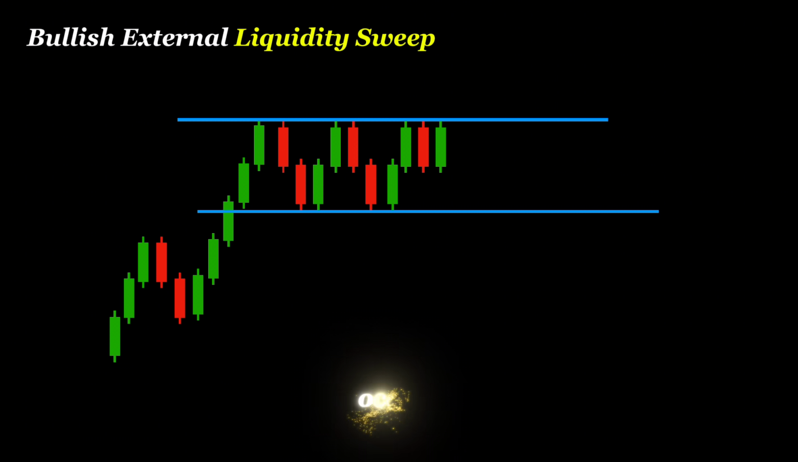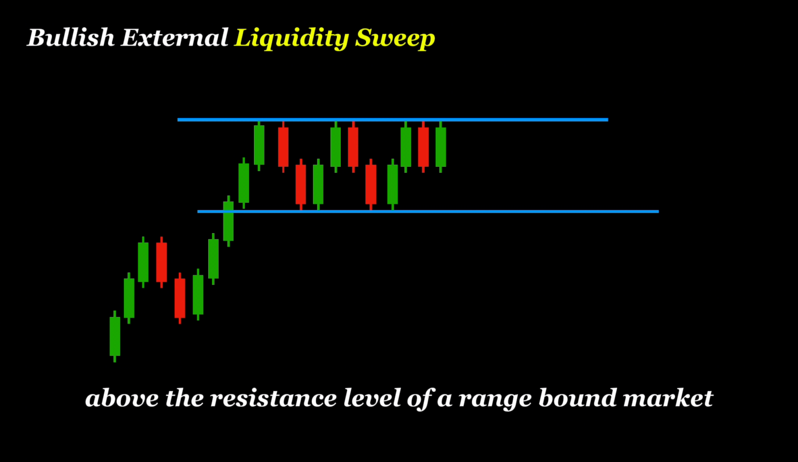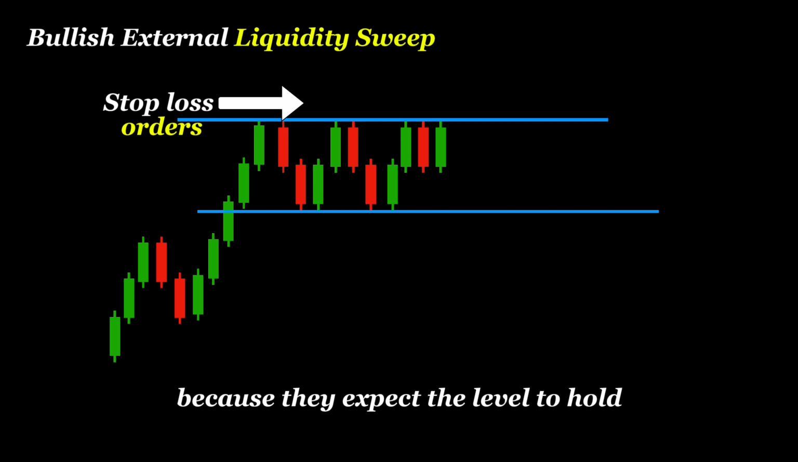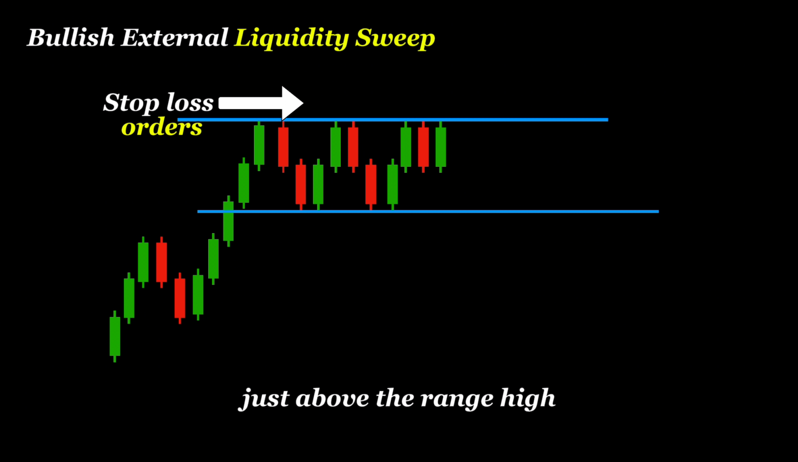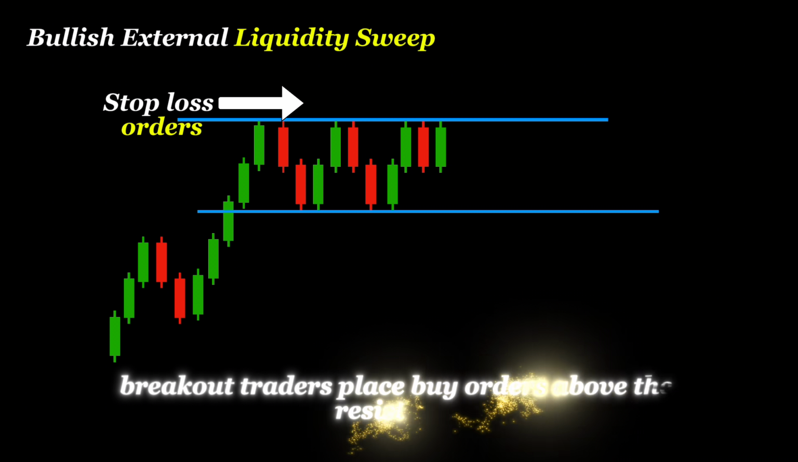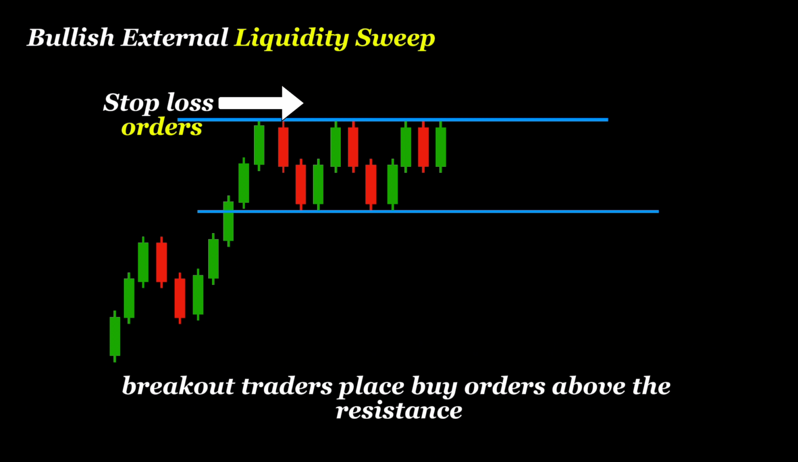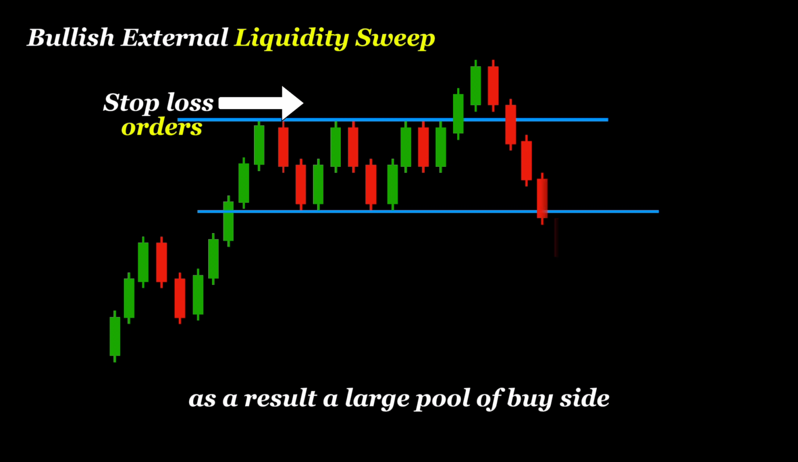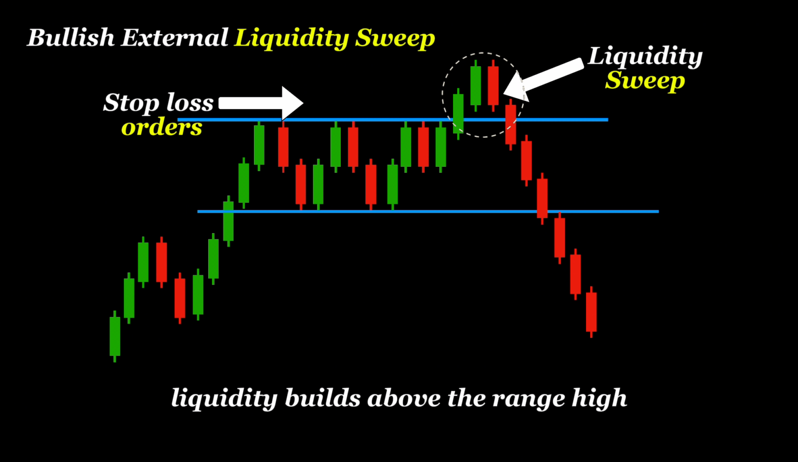of the range. A bearish external liquidity sweep occurs above the resistance level of a range-bound market. As the market trades sideways, many traders sell near resistance because they expect the level to hold. To protect their positions, they usually place their stop losses just above the range high. At the same time, breakout traders place buy orders above the resistance, expecting the market to break out and continue higher. As a result, a large pool of buy-side liquidity builds above the range high.